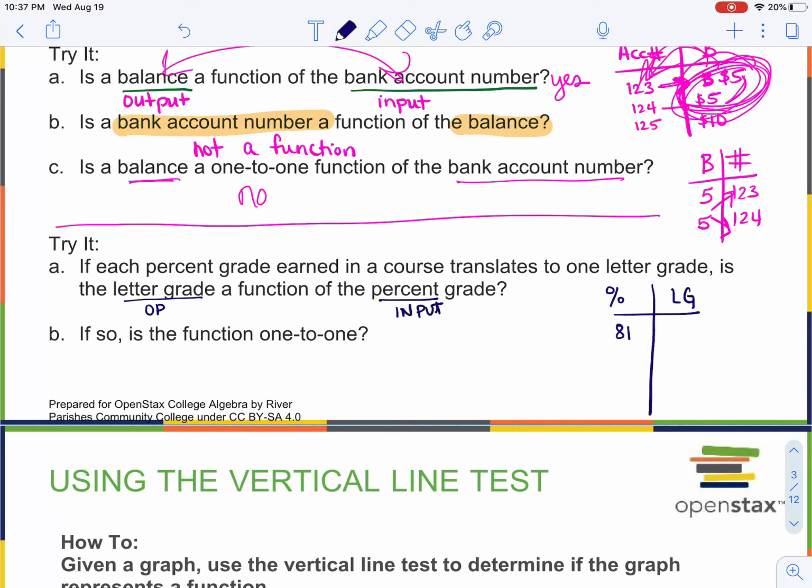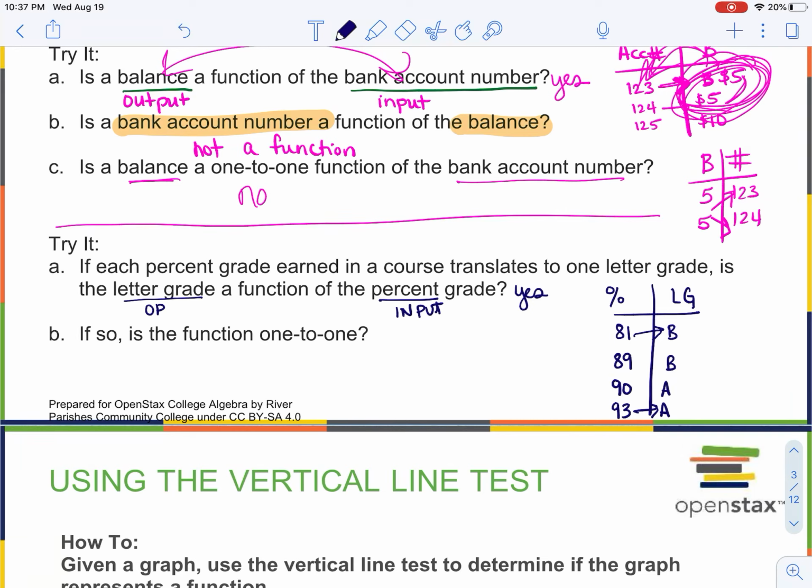So just think about it this way. What letter grade is an 81? In our class, an 81 is a B. What about an 89? An 89 is a B. What about a 90? A 90 is an A. What about a 93? That's also an A. So in this case, an 81 is always a B. An 81 can't be a B and an A. It can only be a B. A 93 can only be an A. There's no percentage grade that's going to give you two different letter grades. So what that means is yes, it is a function.